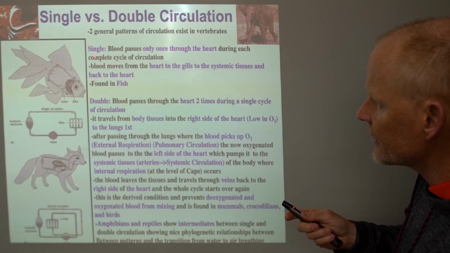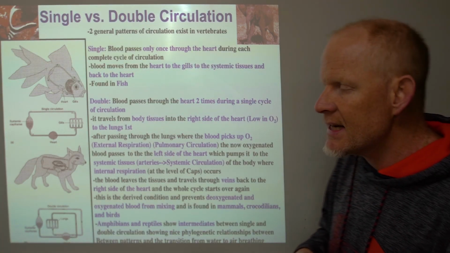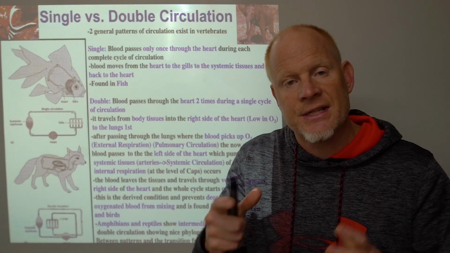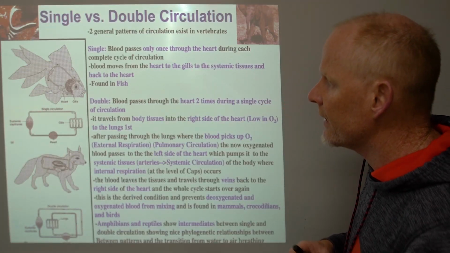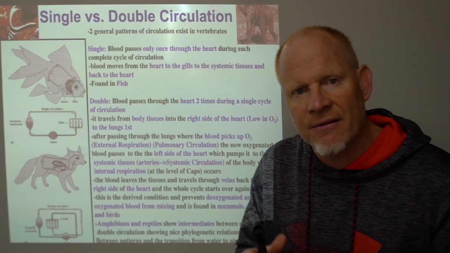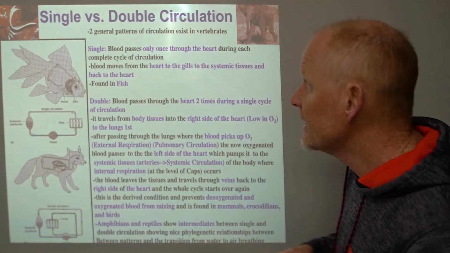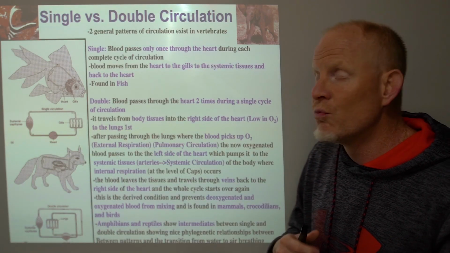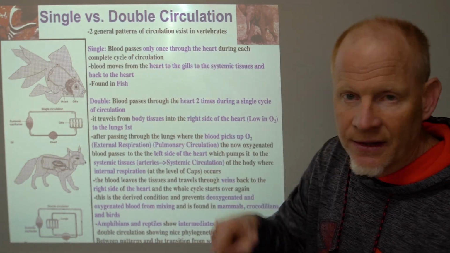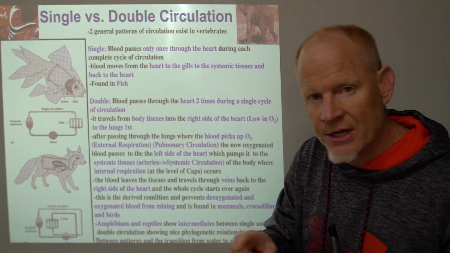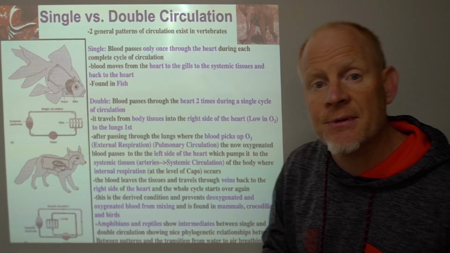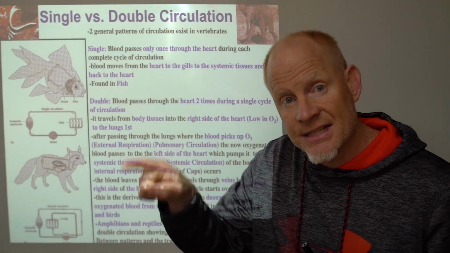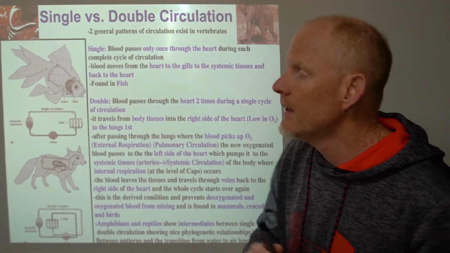So there are two general patterns that exist in the vertebrates. They're called single circulation and double circulation, and this has to do with the number of loops that are attached to the heart. So single circulation is the primitive or basal condition, the ancestral condition. It's found in fish, and blood only passes once through the heart. So blood comes into the heart and leaves the heart in just one direction. That means that the respiratory organ is basically in series or within the loop.